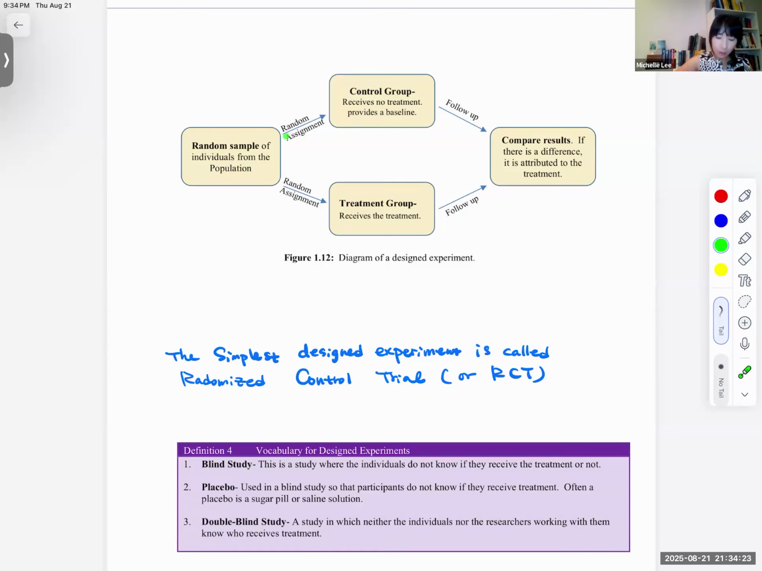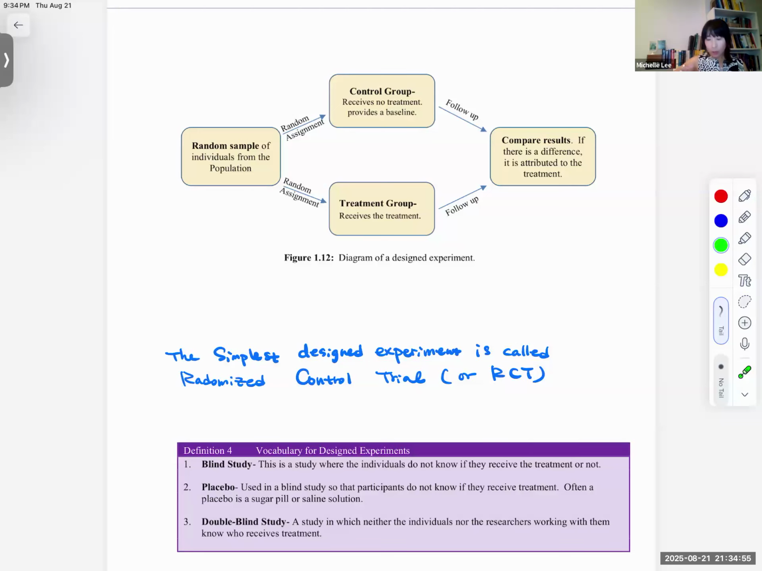Then we give two random assignments, so into two groups. One is a control group, the other one is a treatment group. The treatment group receives the treatment. The control group doesn't receive treatment. So no treatment there, right? Then they follow up, and then we can compare their results.